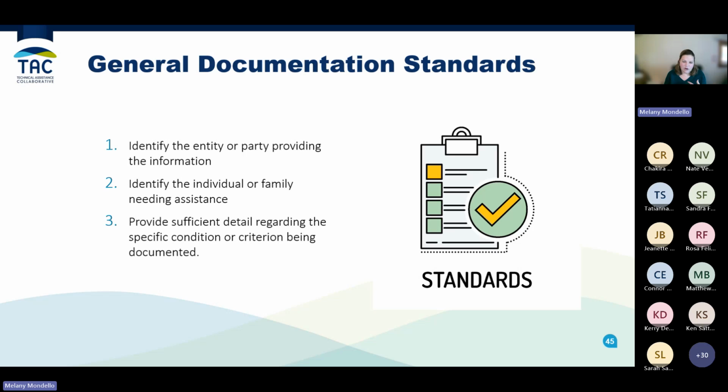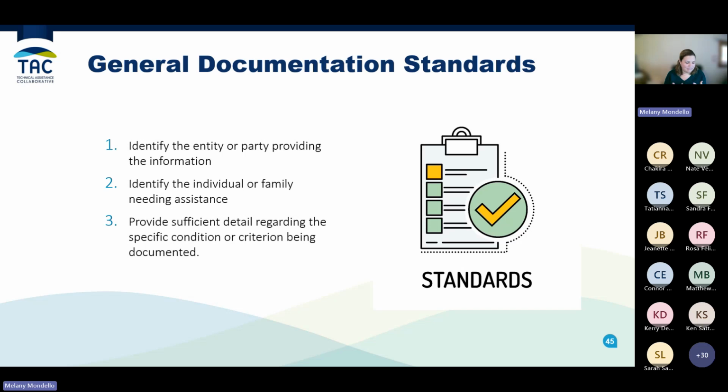They want to see in your documentation of homelessness, who's telling you this information? Is it Melanie, who's the household head of household sister? Is it the shelter manager? Is it coordinated entry? Because the identity of the person can help you determine whether they're qualified and have the firsthand knowledge of the information to be able to verify that someone is in an eligible living situation. It's also really important that it identifies who they're talking about.